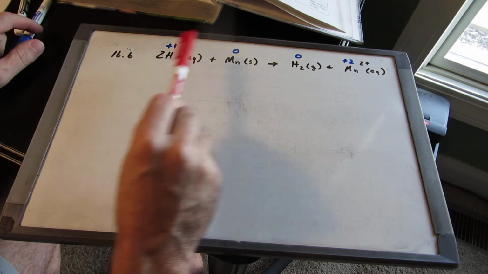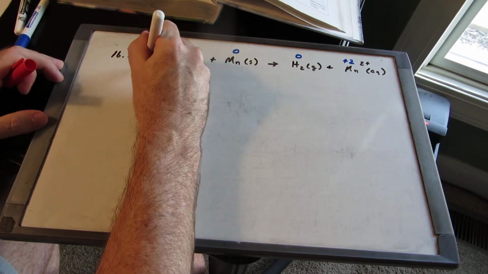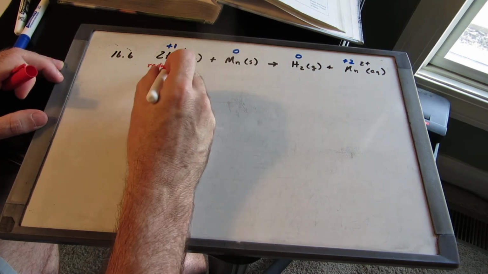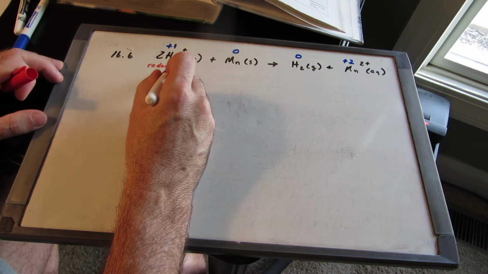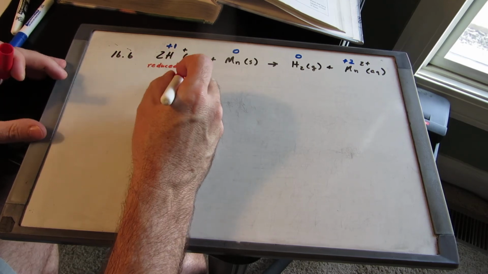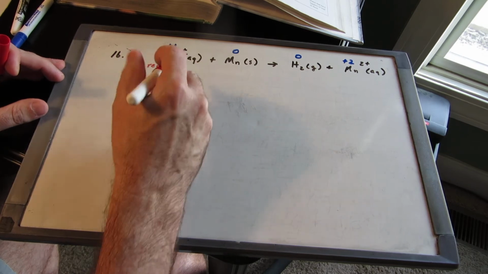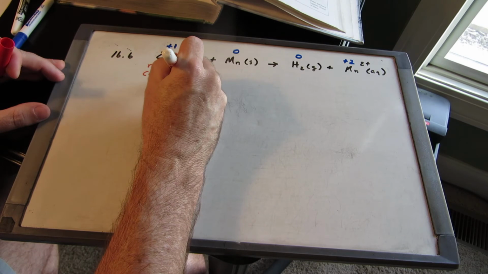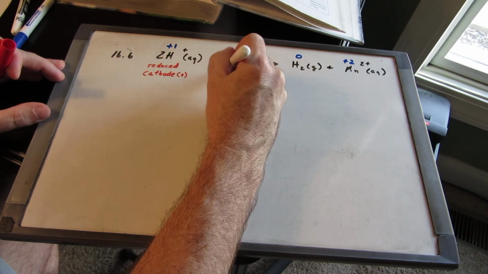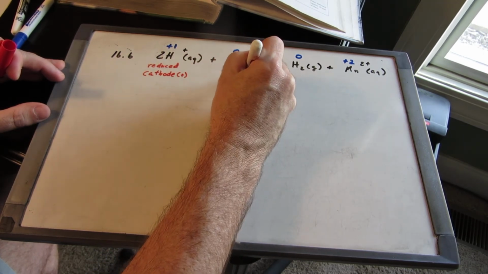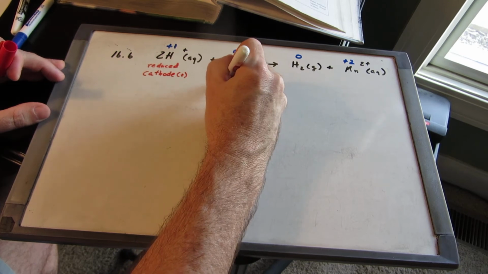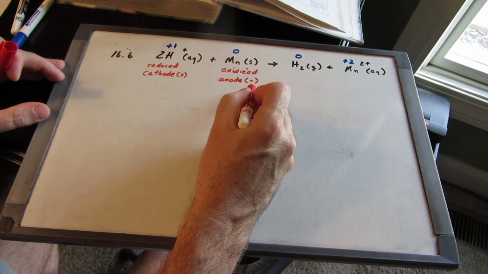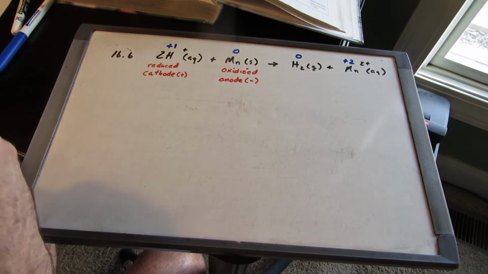Hydrogen goes from plus 1 to 0. That means it's reduced. LEO says GER: reduced, gain of electrons, is reduction. If it gains electrons, that means it's the positive side of the battery. Electrons are negative, they want to get to the positive. So it's the cathode. So manganese then is oxidized. It's the other one, and it's the anode. It lost electrons. Electrons are negative, they're running away from the negative side of the battery.